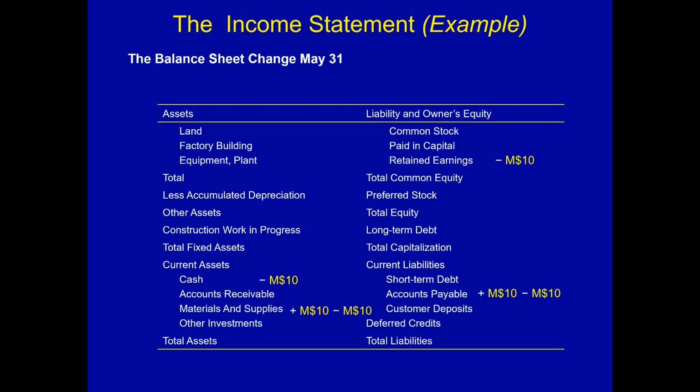Now the balance sheet change May 31. We have now the retained earnings now $10 million. So 20 minus 10, which is 10 million. So $20 million has been added, and of course we have also the cash has become $10 million.